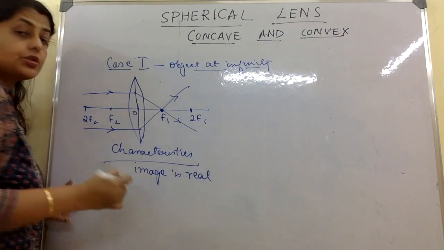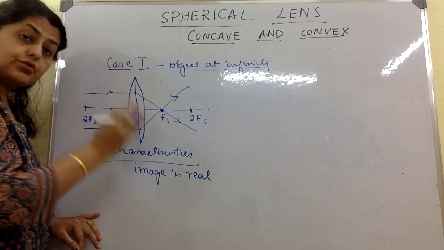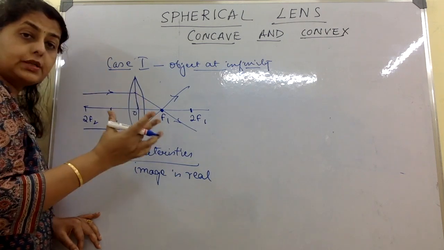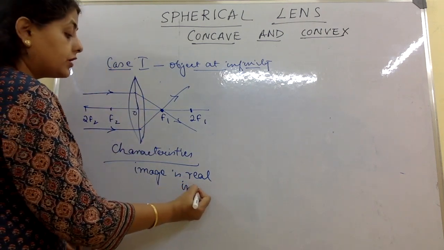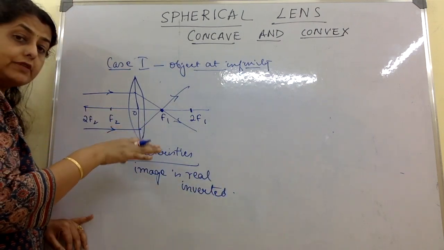Now why is the image real? How do we know? कैसा पता चलेगा? क्योंकि जहाँ रेज एक्चुअली मीट करते हैं वहाँ रियल इमेज फॉर्म होता है. अगर रियल है तो इन्वर्टेड होना ही है, इस बारे में तो सोचना ही नहीं है. ओके, रियल इमेज इज ऑलवेज इन्वर्टेड.